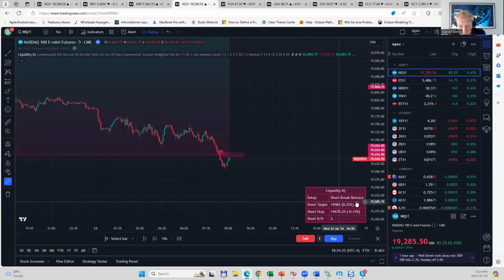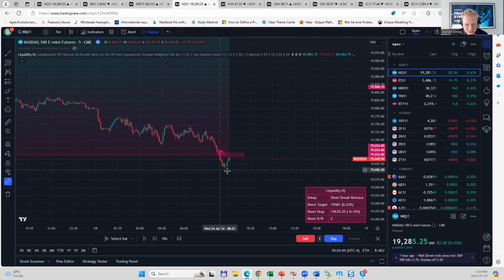Look here, it now is flagging a short break retrace setup. One of my favorite ones, because oftentimes this fake out is then followed by a strong directional move in the direction of the initial breakout. And this is exactly what we saw today. And how you would trade this short retrace setup is to simply enter when price is near this area, which will act as resistance, and place your stop just a bit above.